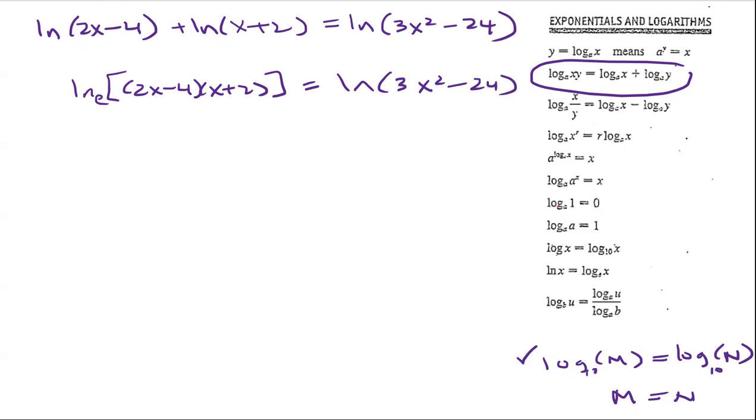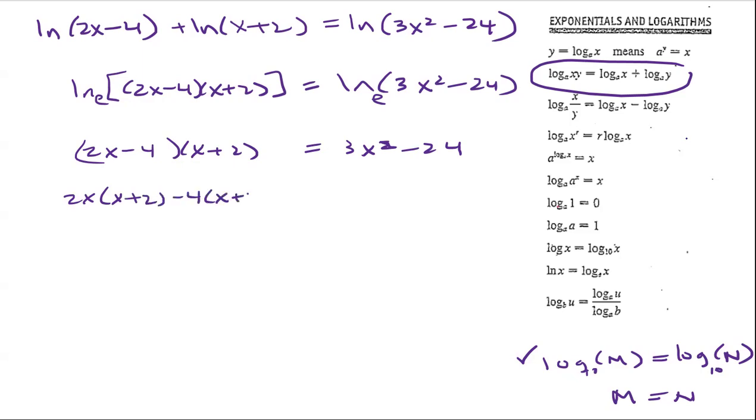Okay. Again, this is base e. Since I have the same base, now I can just equal the middles to each other. So the terms in the parentheses. So we have 2x minus 4 times x plus 2 equals 3x squared minus 24, right? Okay, so I'm going to multiply this out. So I have 2x and x plus 2. Again, you can just do the FOIL method, but I just like doing it this way. It's pretty straightforward to me.